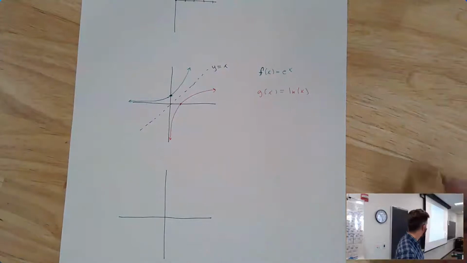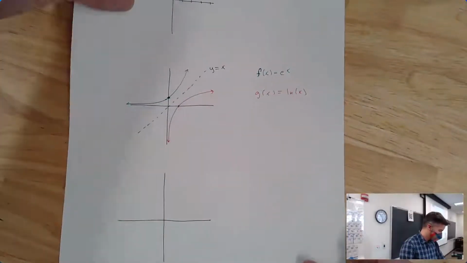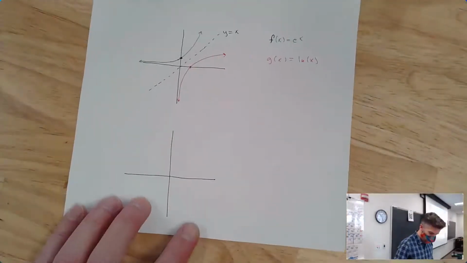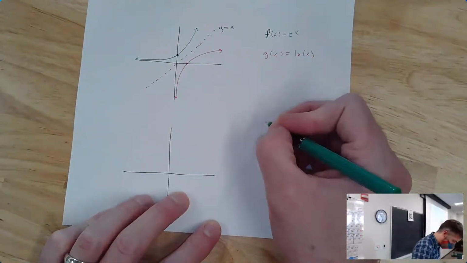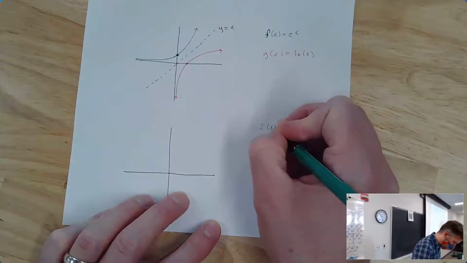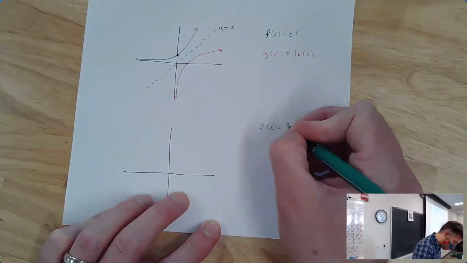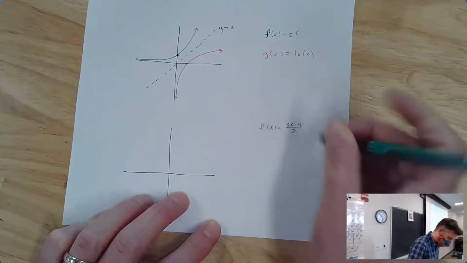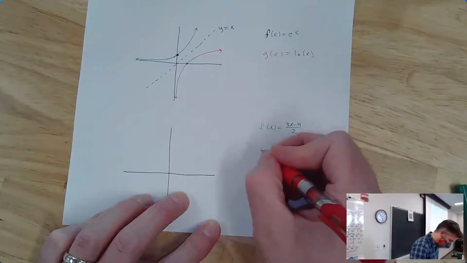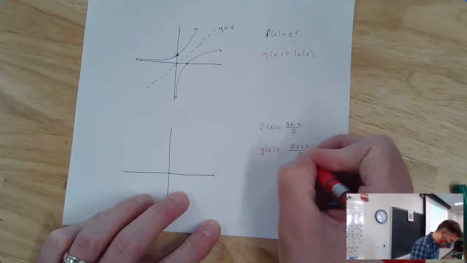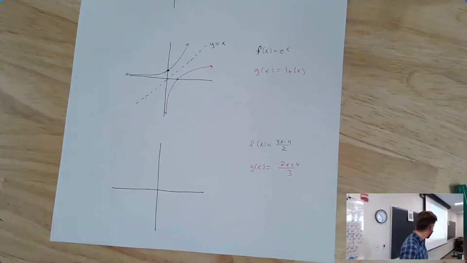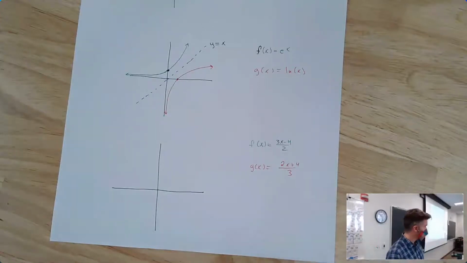And then you can even do it with the lines. The lines are kind of fun. Okay, so for f of x equal to (3x minus 4) over 2, and g of x equal to (2x plus 4) over 3. If I'm going to graph these lines, I'm going to graph them the easiest way I know how, which is by finding the intercepts.